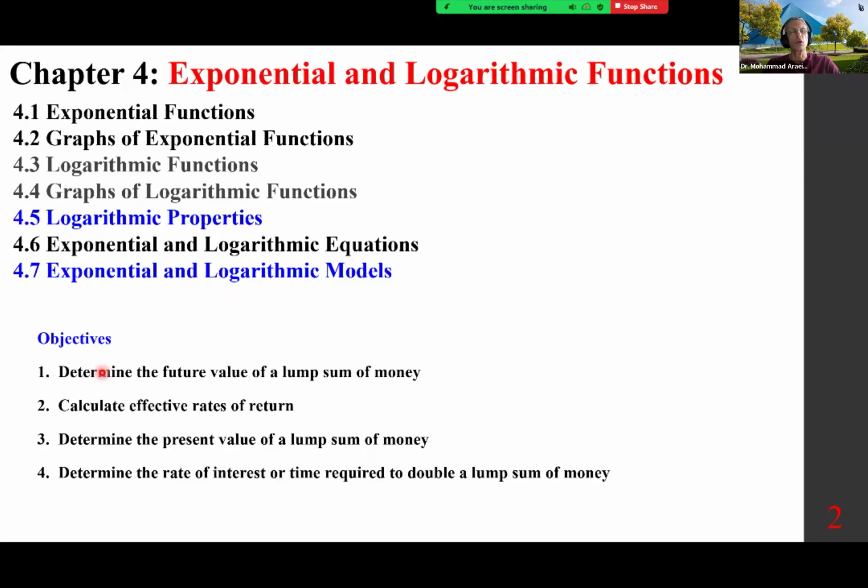The objectives are: determine the future value of a lump sum of money, calculate effective rates of return, determine the present value of a lump sum of money, and determine the rate of interest or time required to double a lump sum of money.